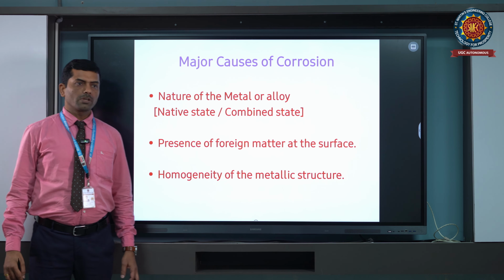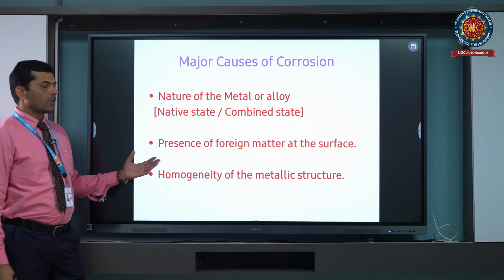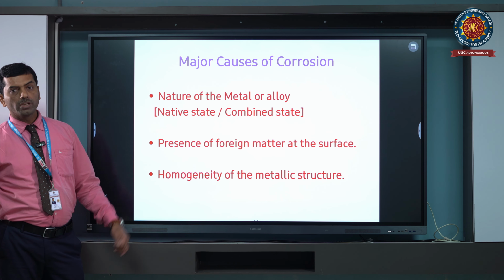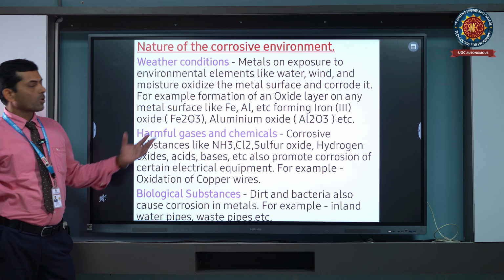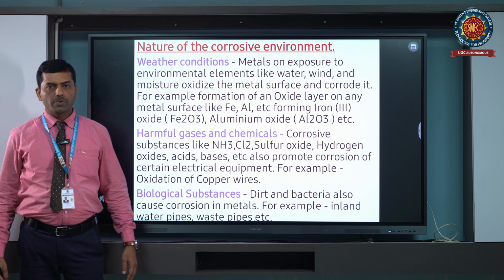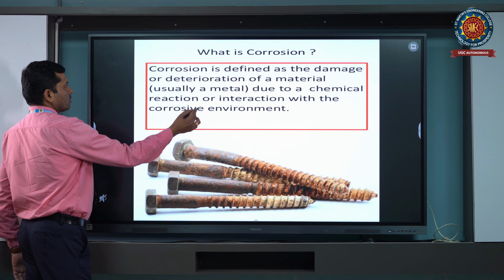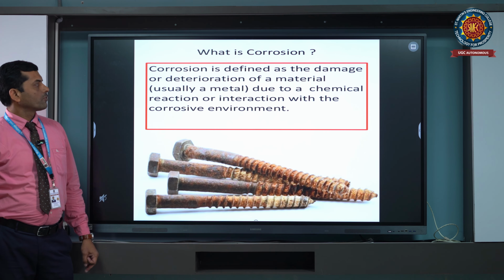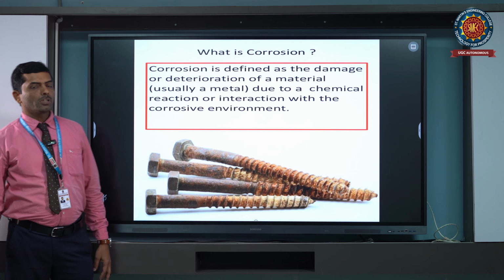The major causes of corrosion are the nature of the metal or alloy, next, presence of foreign matter at the surface, and next, homogeneity of the metallic structure. How can we broadly classify these types of causes? And next, what are the major effects? First we can see the definition. What is corrosion? Corrosion is defined as the damage or deterioration of a material, usually a metal, due to a chemical interaction or reaction with the corrosive environment.